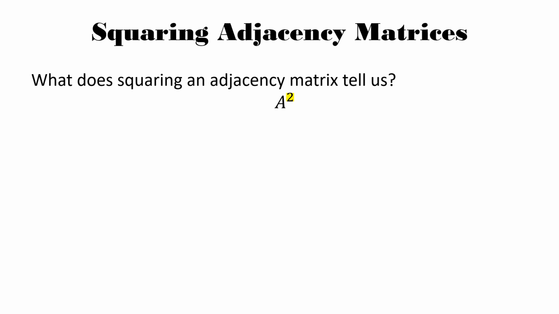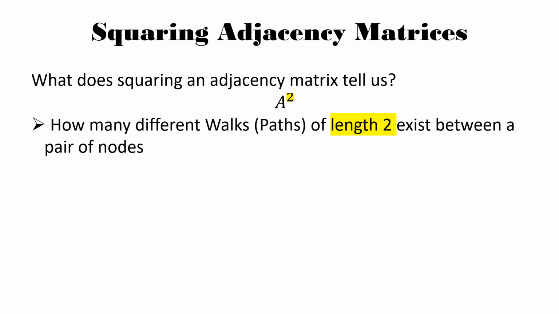So what we're doing is we're taking our adjacency matrix, let's call it A, and we're giving it a power of 2. So what we're actually finding out is how many different walks or paths of length 2 exist between a pair of nodes. When we talk about a walk or a path, it's a way of getting from one node to the other using multiple edges, starting at one and ending at another.